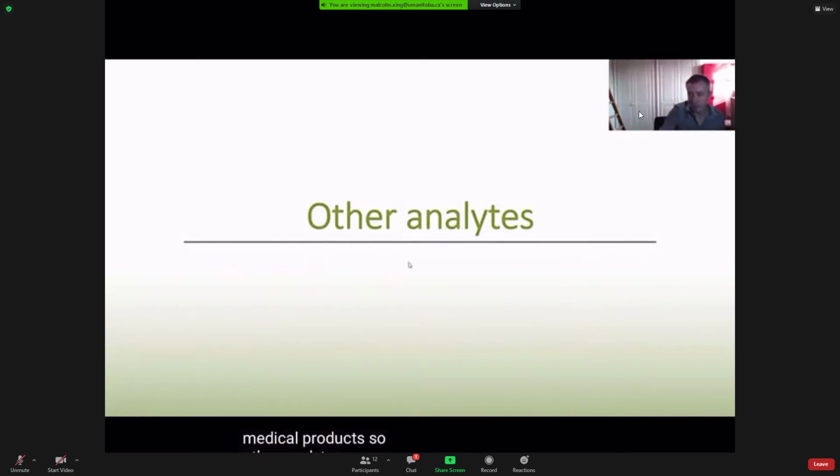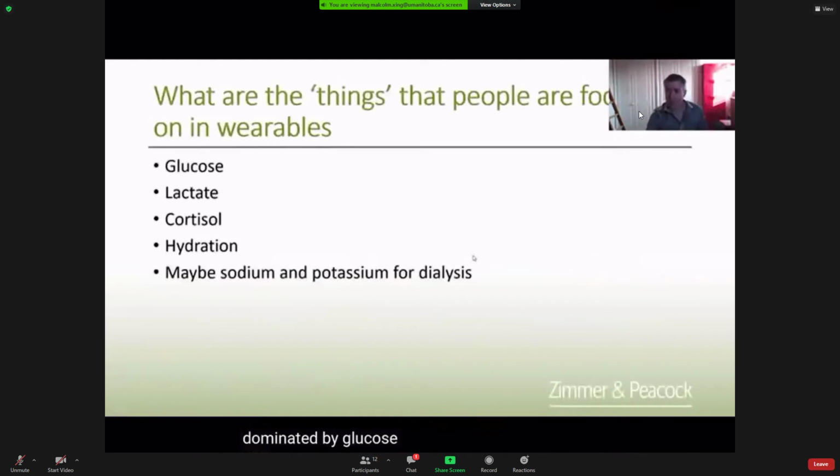So other analytes that I want to mention this morning, I don't want it all to be dominated by glucose. People are focused on glucose. Other things that people are very interested in is lactate. Cortisol, we get a lot of inquiries around cortisol. I think hydration is really interesting and quite doable.